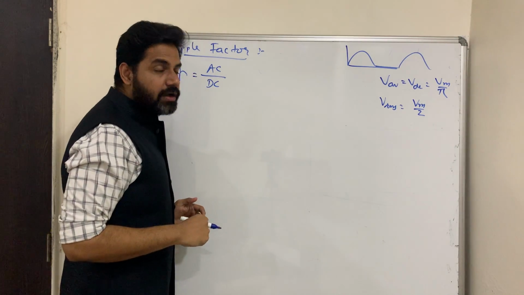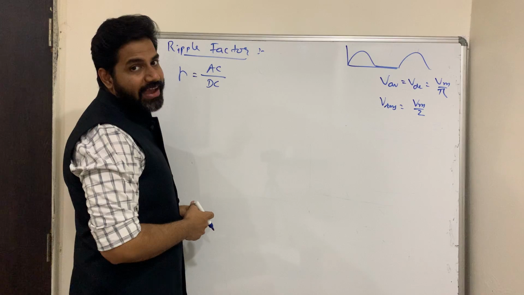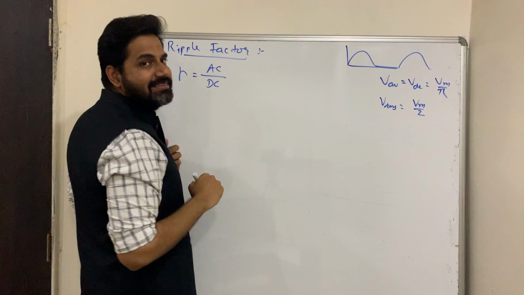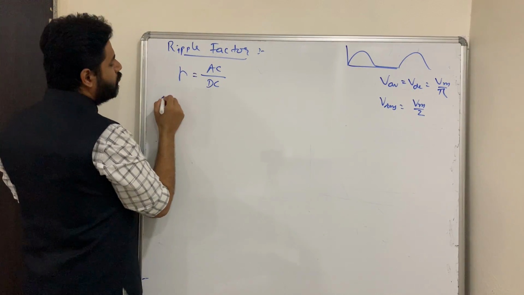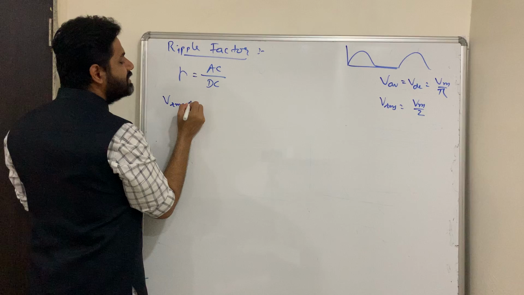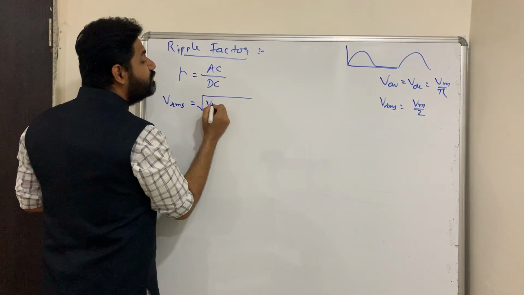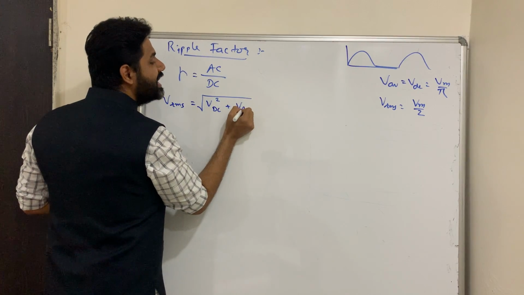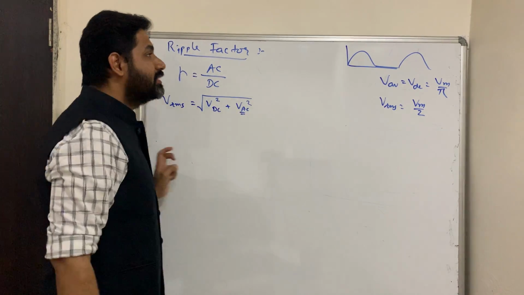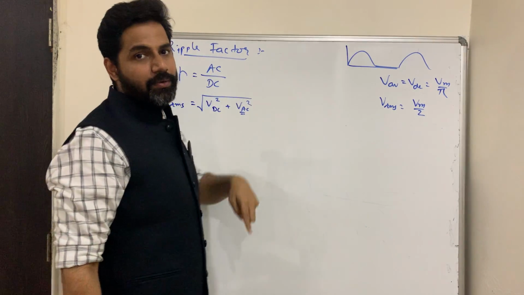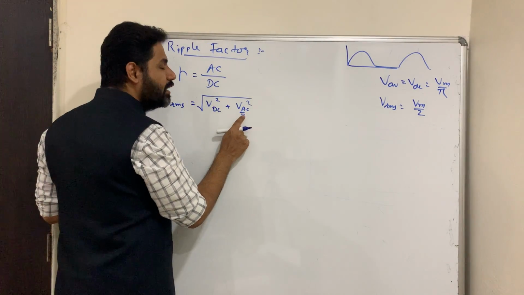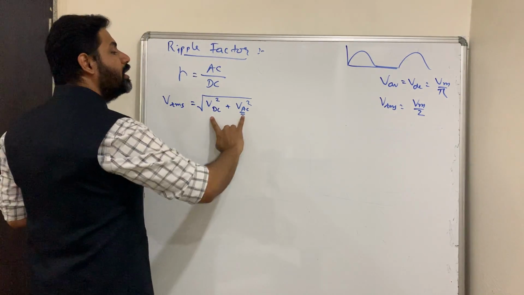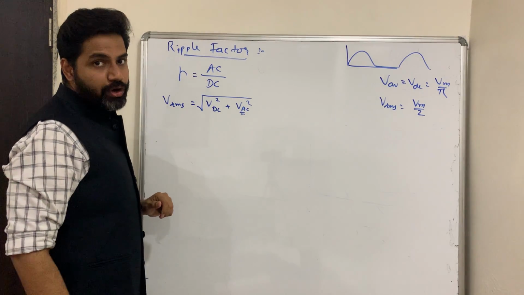Now for a half wave rectifier, what is the value of ripple factor that we have to calculate? How do we calculate the AC value available inside it? You have to remember one thing: VRMS is equal to square root of VDC square plus VAC square. This AC value means the AC component available inside this waveform. It is a vector sum: the DC component plus the AC component gives me the RMS component of that particular voltage.